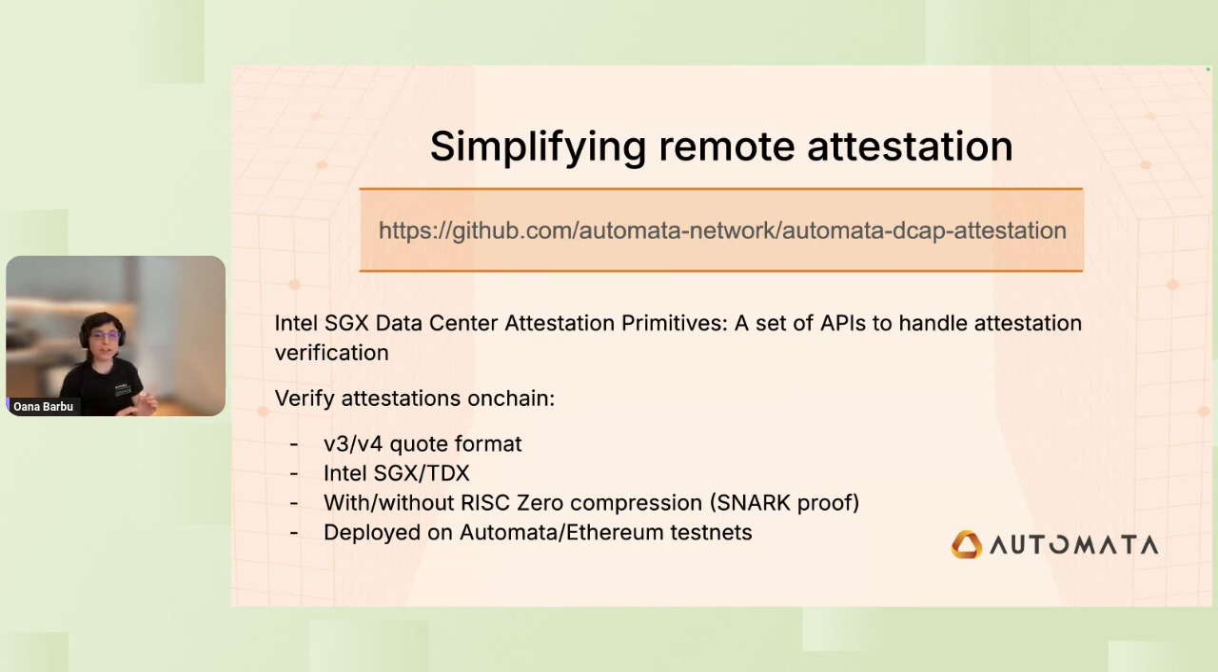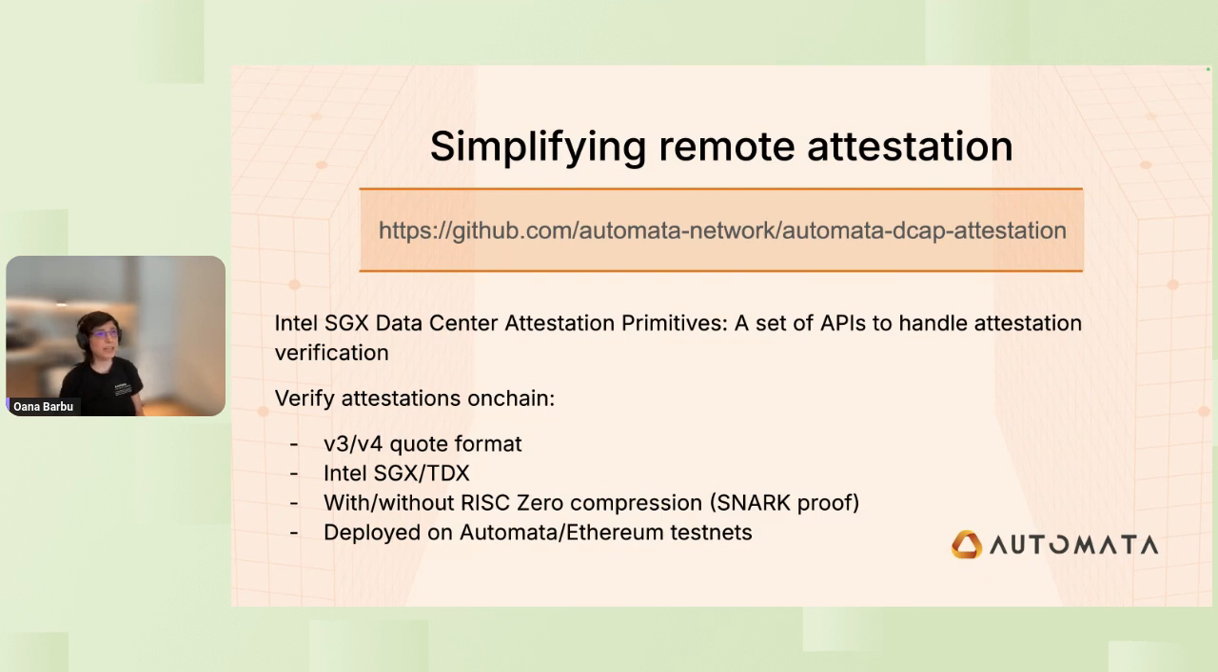Like I mentioned before, during the verification process, we verify an X509 certificate chain, and this certificate chain uses P256, which is not supported directly by Ethereum, by the EVM. And because of that, it can be a bit expensive. More exactly, an attestation report costs about 4 million gas to verify.